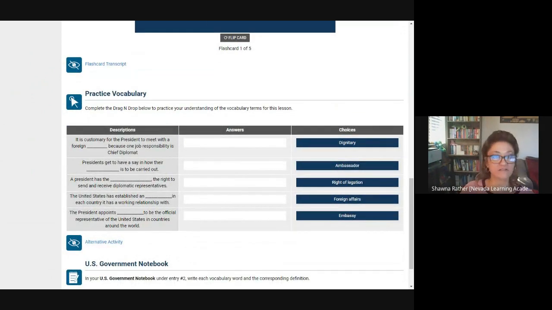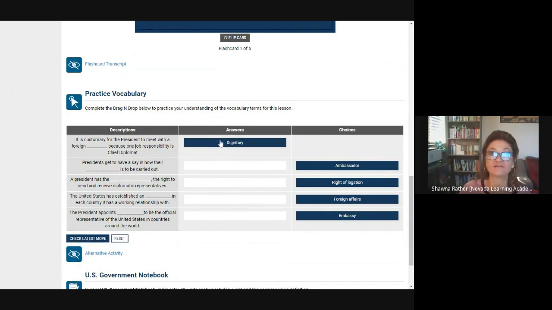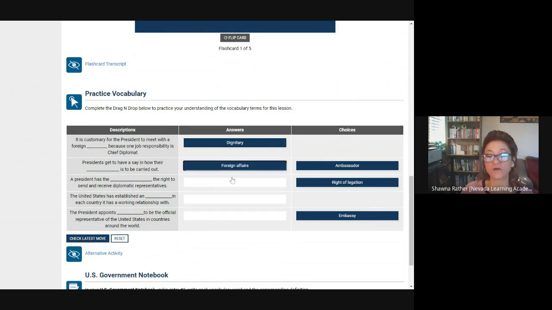So the first one, it says, it is customary for the president to meet with a blank because one job responsibility is chief diplomat. So we know that word would be dignitary, right? So we can do where we drag and drop. The president gets to have a say in how their blank is to be carried out. We can also do the drop down and we can say foreign affairs. That is the policy that we make outside of our borders. Domestic would be inside. The president has the blank, the right to send and receive diplomatic representatives. That's the right of legation.